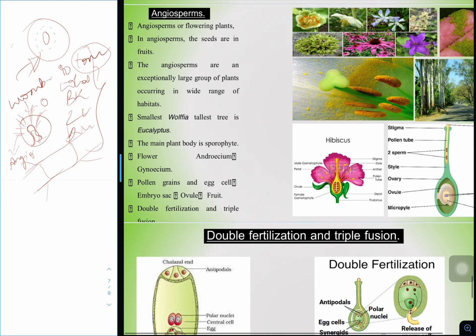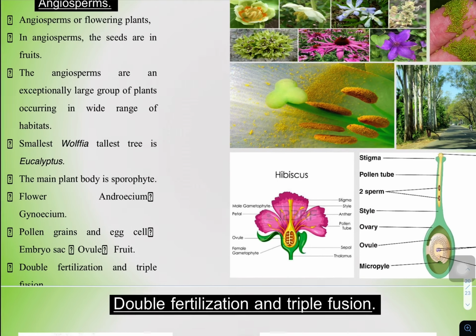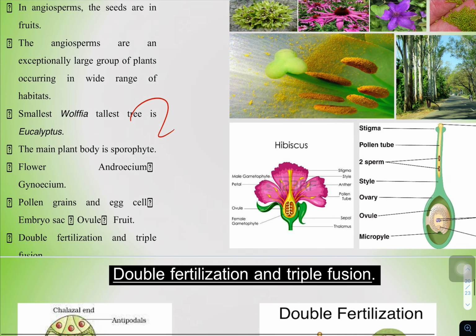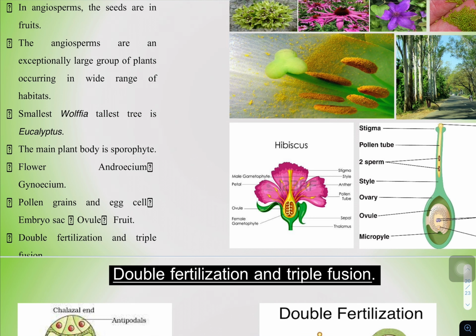Next, angiosperms are an exceptionally large group of plants occurring in a wide range of habitats. In all the different habitats they can be seen. If you go to a forest, there are a number of plants. If you go to the polar regions, there also you can find some angiosperms. If you go to the desert areas, there also you will get some angiosperms. So angiosperms are widely distributed, and they have occupied almost all the habitats of the earth.